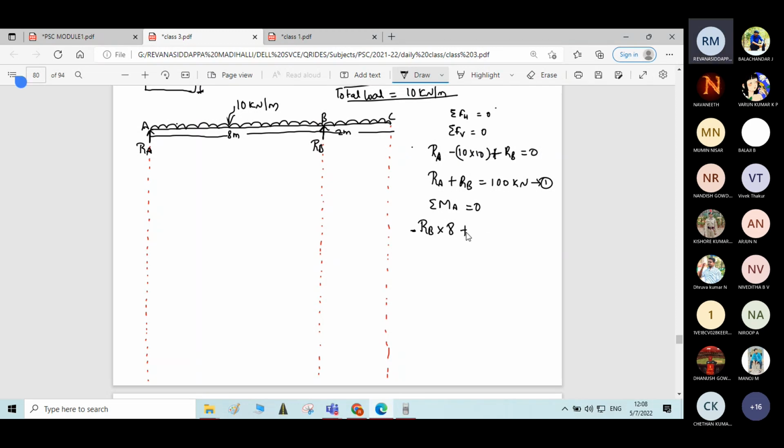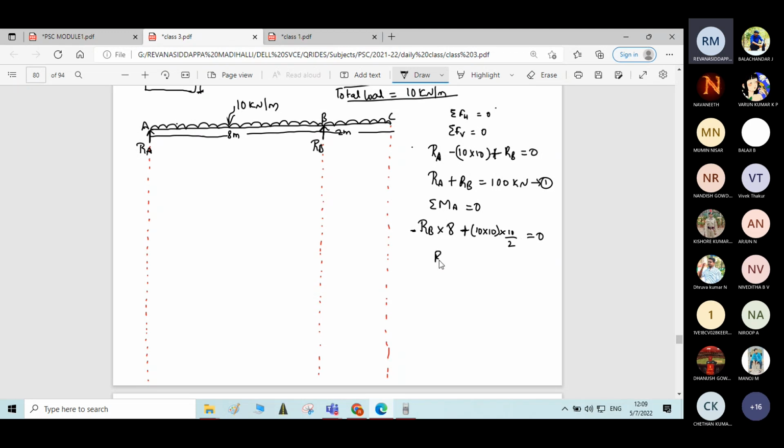Then plus moment of this UDL about point A. First you convert this whole UDL into point load. So 10 kilonewton per meter, it is acting over a length of 10 meter. So 10 into 10. Now it is converted into point load into perpendicular distance 10 divided by 2, length divided by 2. Why is the sign plus? This UDL will cause a clockwise moment about point A. That is why sign is plus. Is equal to 0.